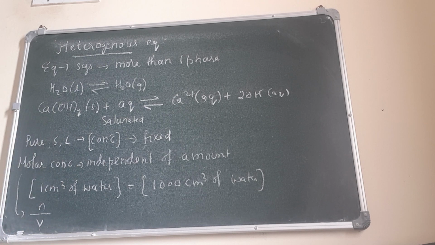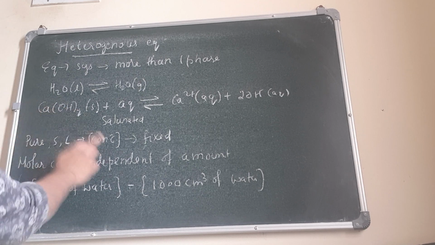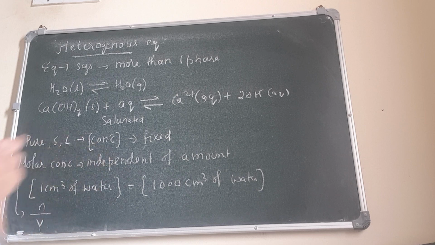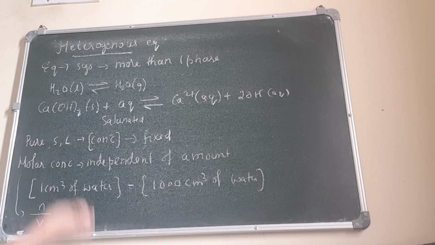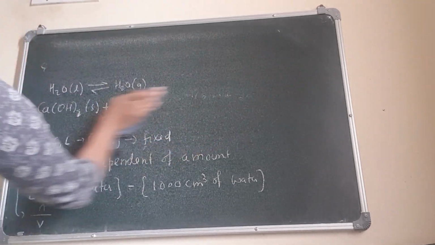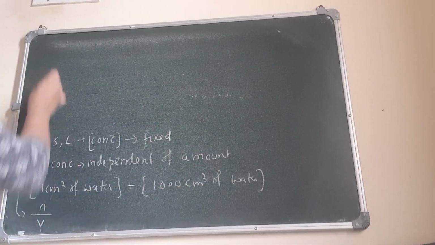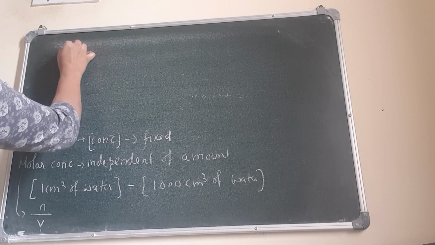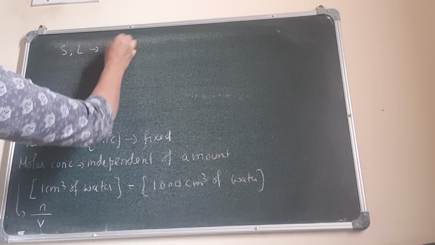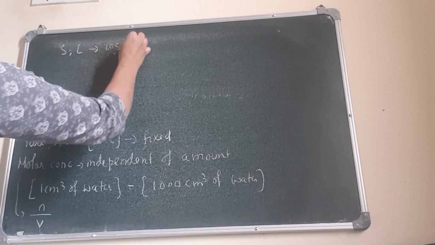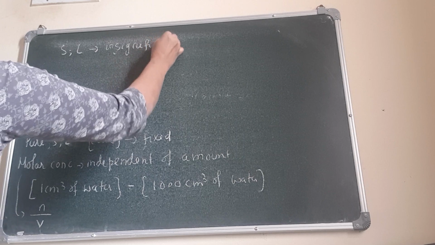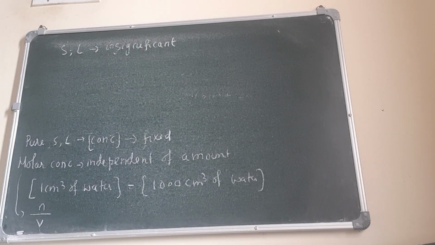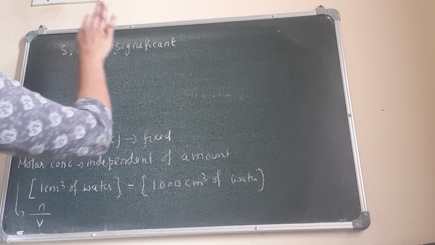So this is the most important thing you need to remember in case of heterogeneous equilibrium. When you are talking about pure solids and liquids, its concentration is fixed, or in other words, it is independent of the amount or the mass, how much you take, 1 gram, 10 gram, 15 gram. So you don't have to specify its concentration. As a key pointer, so that you remember it well: for solids and liquids, the concentration is insignificant. It doesn't matter, because it is fixed. We don't have to worry about it, so you do not consider this.